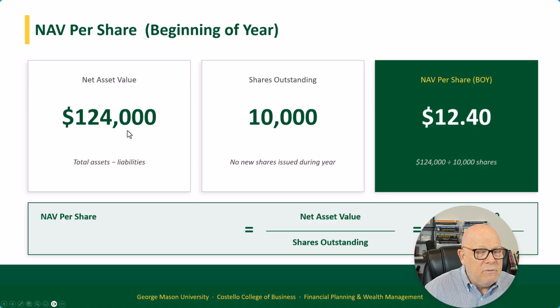So we take the net asset value of $124,000. We divide by the number of shares outstanding. The net asset value is $12.40. So it's similar to a stock price. At that particular day, on January 1st, the value of each share in the mutual fund is $12.40.